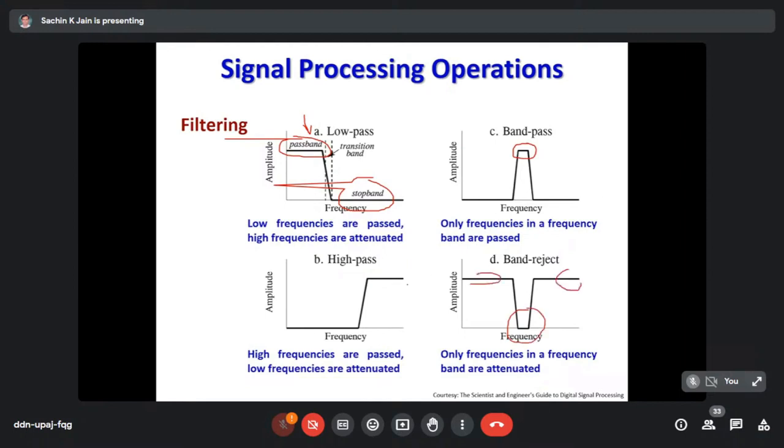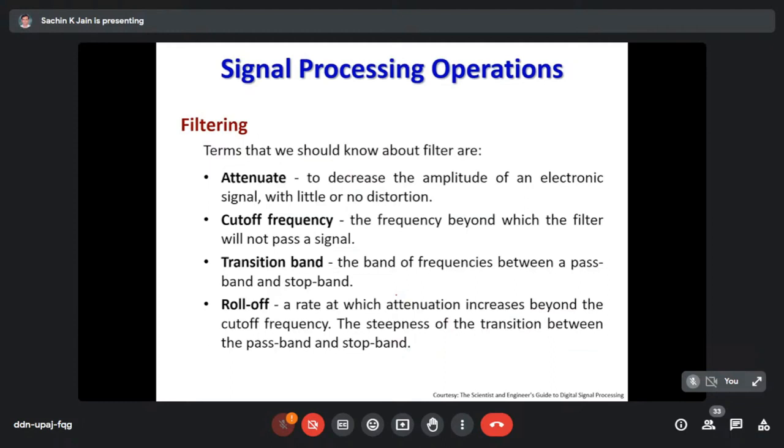In high pass, high frequencies are passed, but low frequencies are attenuated. Okay, we should be aware of some common terms about filters. For example, attenuation. What is attenuate? It means to decrease the amplitude of an electronic signal with little or no distortion.